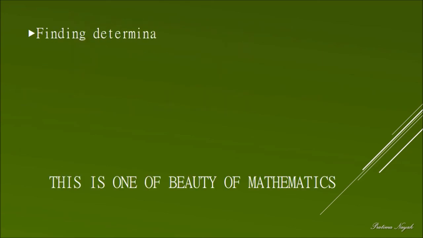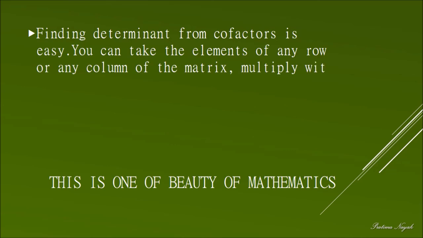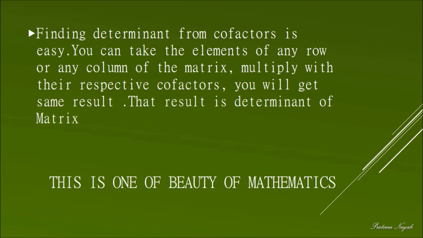So once we find the cofactors, the calculation of the determinant is very easy. You can take the elements of any row or any column of the matrix and multiply with their respective cofactors. You will get the same result. That result is the determinant of the matrix. Isn't it interesting? This is one of the beauties of mathematics. So let us appreciate. So this finishes the topic.